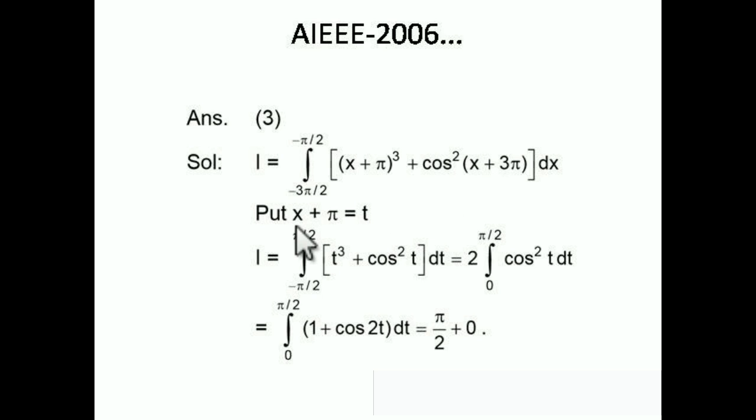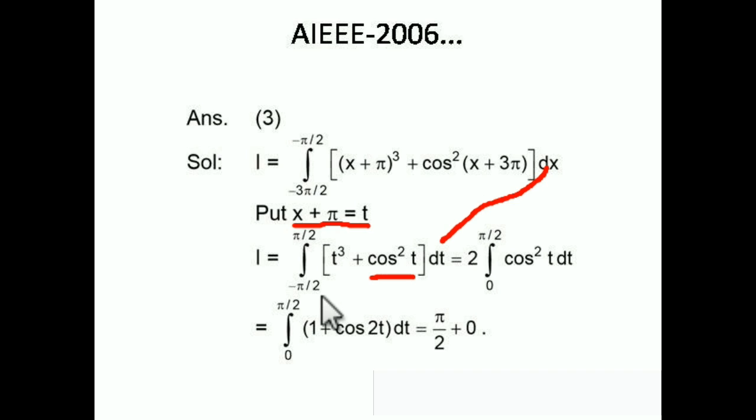Now I just take x plus pi is equal to t. So we have dx is equal to dt. So in the place of dx, I just put dt. In the x plus pi, we have t cube. I already told that x plus pi is equal to t, so we have t plus 2 pi. T plus 2 pi, that means cos square remains unchanged because in the first quadrant. So we have cos square t here.